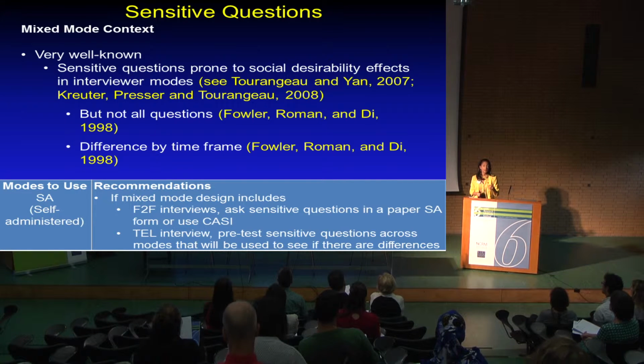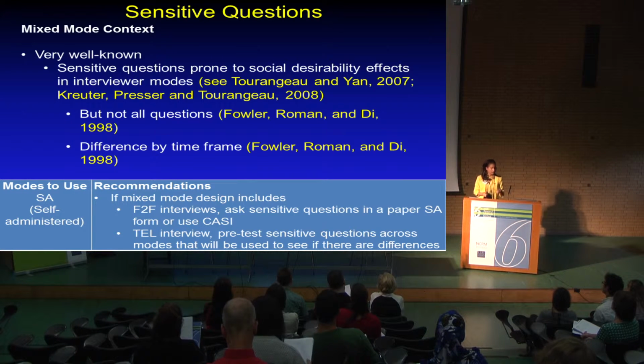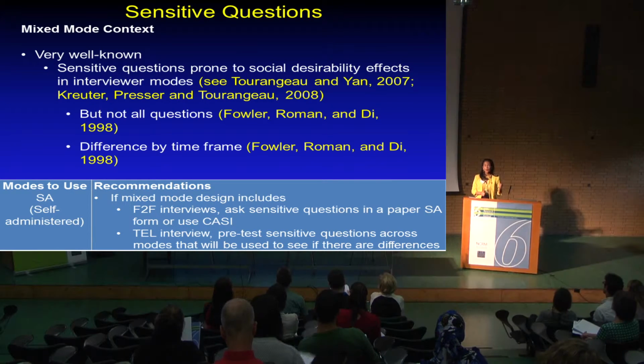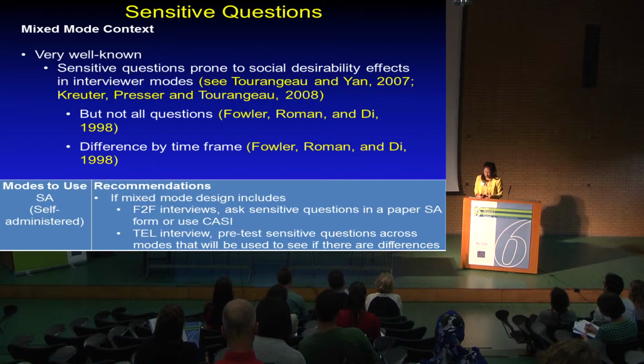Also, there can be differences in social desirability. An obvious thing here, if we look at the Fowler et al. reference, has to do with time frame. So if you have to report, I'm currently using drugs, as opposed to, I did it once in my life, obviously there's a big difference with time frame.